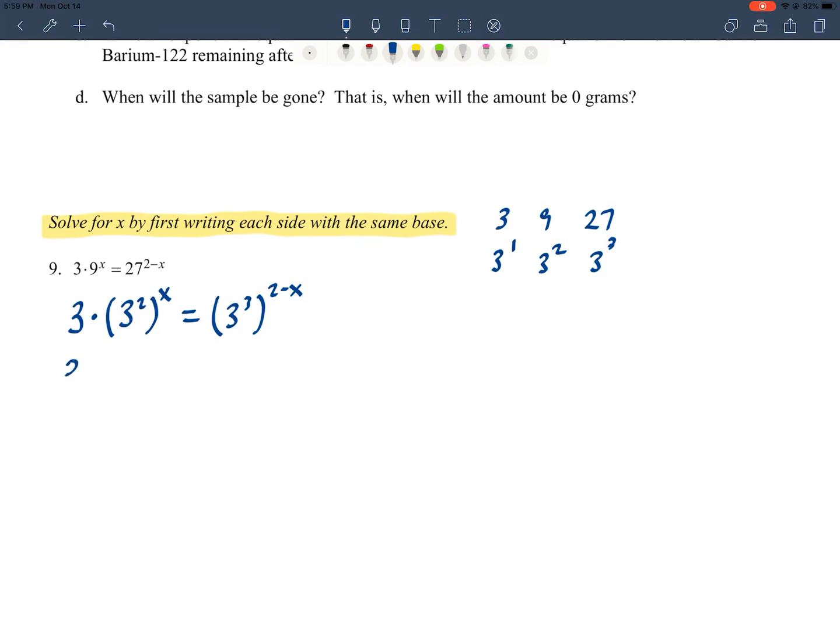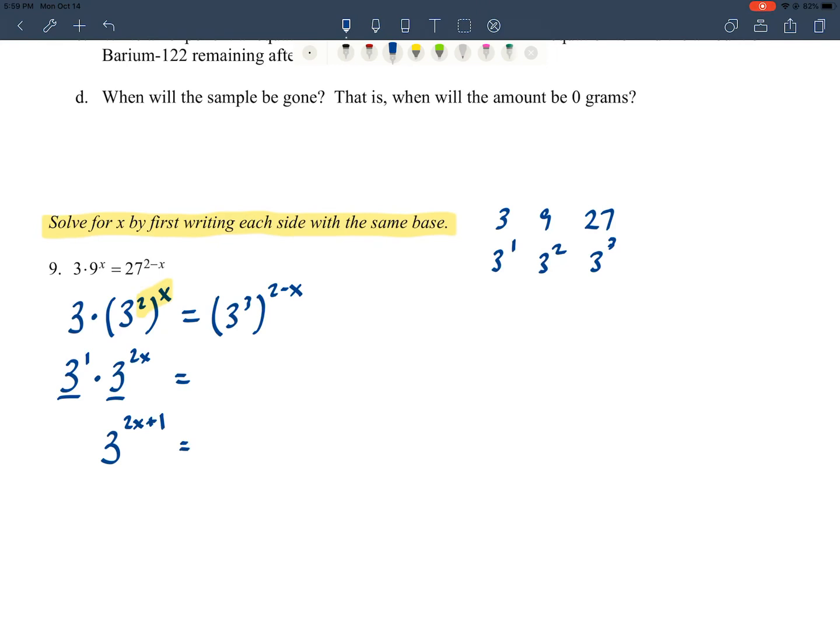Starting here, right now we've got 3 to the first times, and when we take a power and raise it to a power, remember we have to multiply. So we have 3 to the first times 3 to the power of 2x. Okay, and then when we multiply two numbers that have the same base, we add the exponents. So this one can simplify all the way to 3 to the power of 2x plus 1.